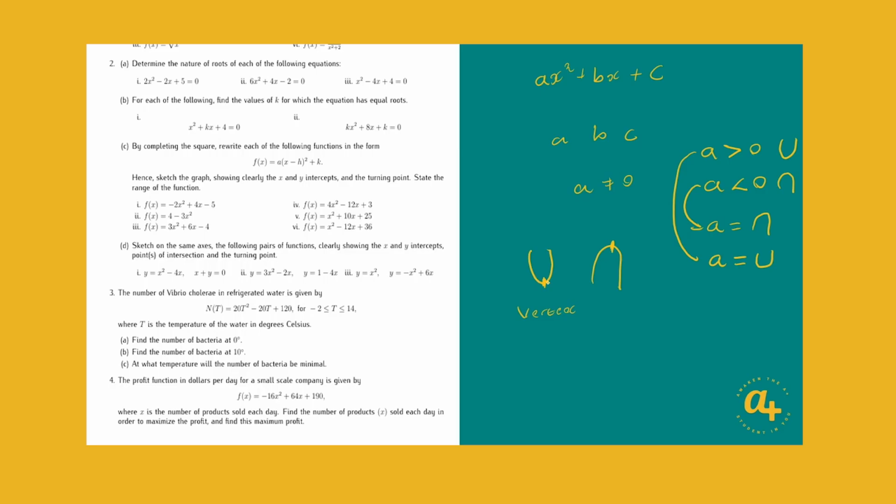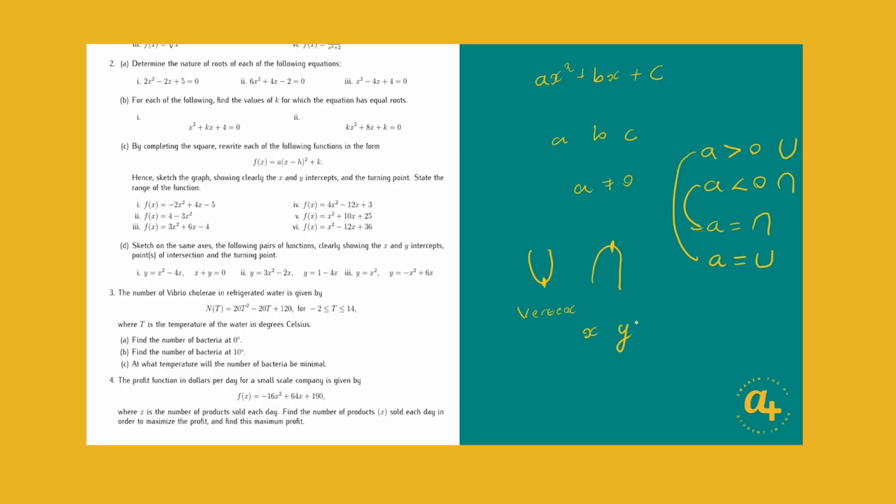So if the graph opens upwards, the vertex is the lowest point, and this lowest point is known as the minimum point. On the other hand, if the graph of this quadratic function opens downwards, then the vertex is going to be the highest point, and this highest point is known as the maximum point.